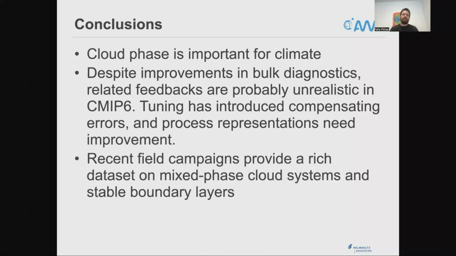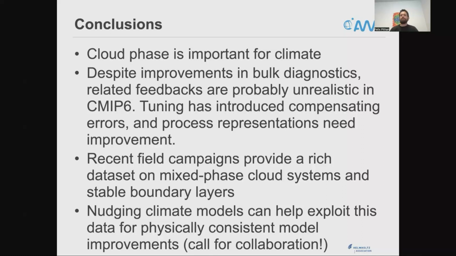And on the other hand, we have those recent field campaigns that really provide us a very rich data set on mixed phase cloud systems and on stable boundary layers. And we should make the most of that for model improvement. And one way forward that I can strongly advocate for is to use those nudging setups with climate models, including coupled climate models, to really exploit that data as much as we can for model improvements.